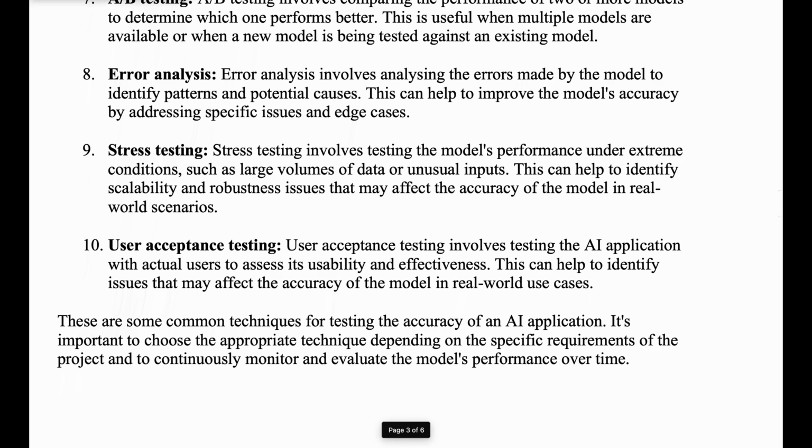So friends, these are some common techniques for testing the accuracy of an AI application. It's important to choose the appropriate technique depending on the specific requirements of the project and to continuously monitor and evaluate the model performance over time. So this is the second question with the answer.